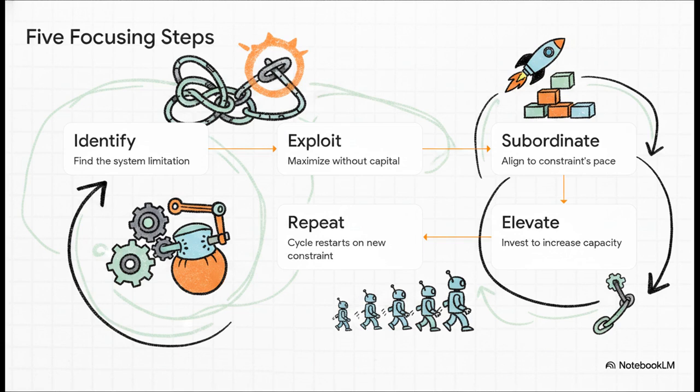Well, Goldratt nailed this down with the 5 focusing steps. It's this rapid, repeatable cycle. First up, you identify the limitation. Next, you exploit it, meaning you squeeze every ounce of performance out of it without dropping any capital. Third, you subordinate. You align every other process in the whole building just to support the constraint's pace. Step 4, elevate it. Now you invest to increase its capacity. And finally, step 5, repeat. Because, let's be real, once you break a constraint, a new one is going to pop up somewhere else almost immediately. The cycle never really stops.